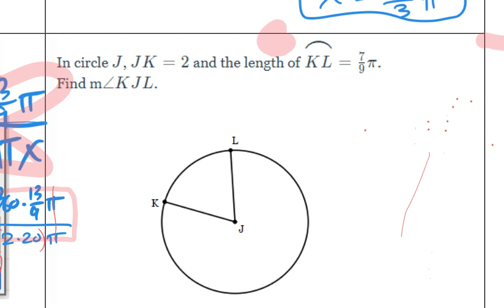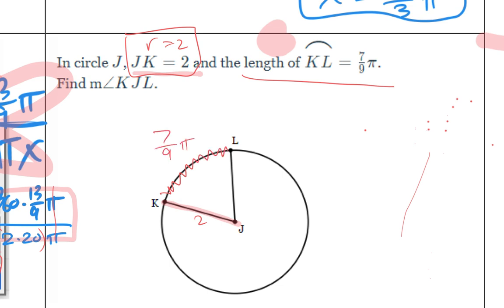So this one, let's look at this information. It says in circle J, JK is equal to 2. So JK is this right over here. Well, what do we know that is? That is the radius, right? So the radius is 2. The length of arc KL is 7/9 pi. So this arc right over here, the length is 7/9 pi.